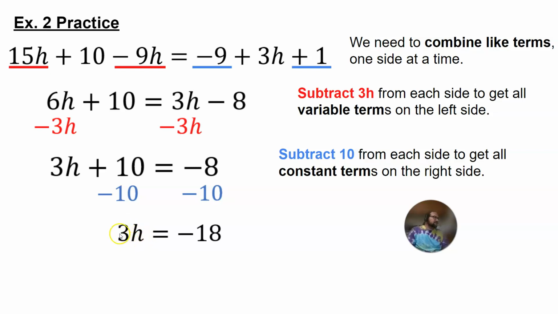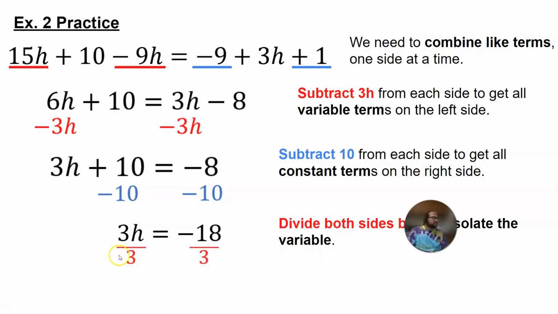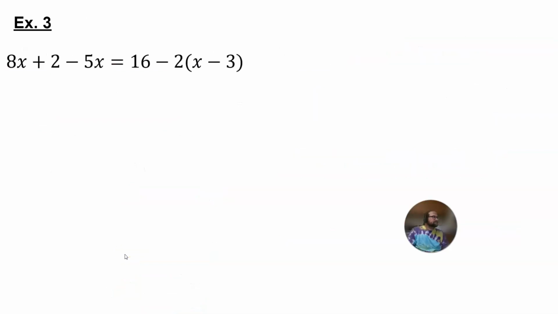So the only thing we have left to do, h is multiplied by 3. So to get it by itself, we need to divide both sides by 3. And we get h equals negative 6. All right.